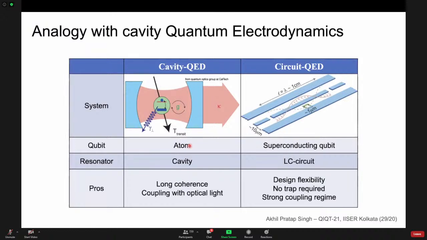The good point of cavity electrodynamics is that it has a very long coherence time, because once the signal comes, it reflects many times inside and interacts with the atom before leaving. And the coupling is with optical light, because optical light is also used for communication purposes. Ultimately, we want to use optics to send quantum information from one point to another, so coupling directly with optical light is very good. But at the same time, in circuit QED you have design flexibility. You can design any kind of circuit. There is no trap required, as compared with an external cavity, and the coupling regime is very strong. Like I said, if you change the dimensions of the resonator, you can make the coupling stronger or weaker.